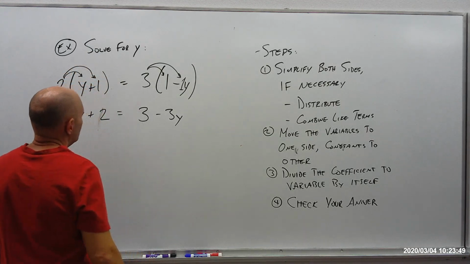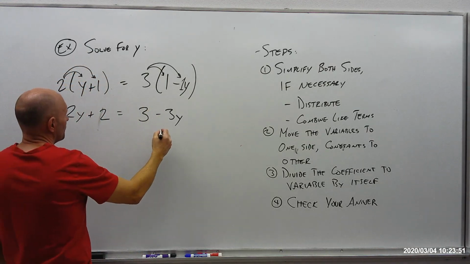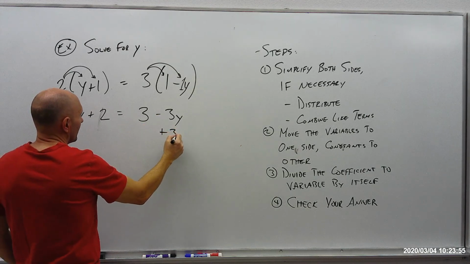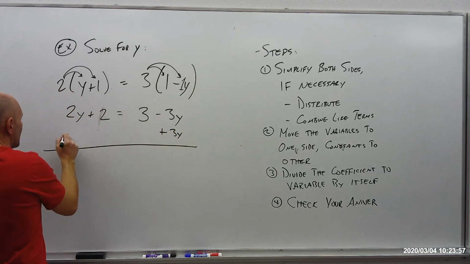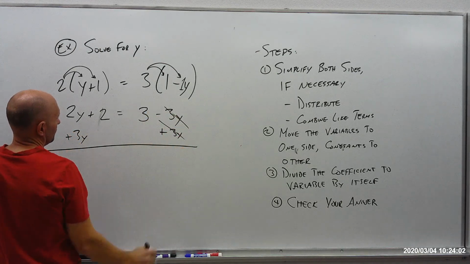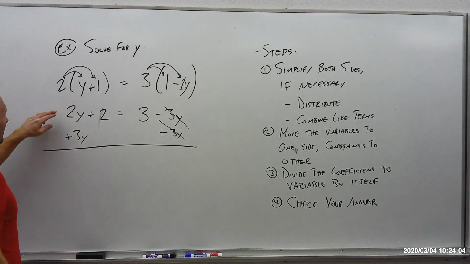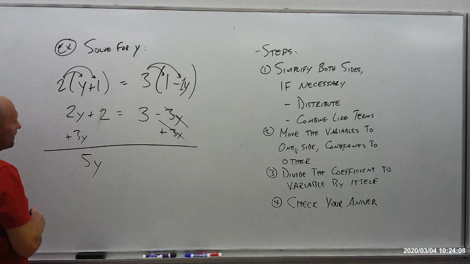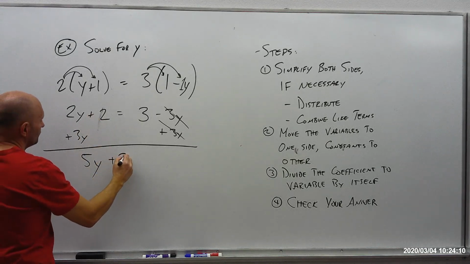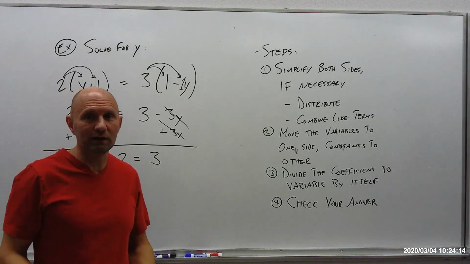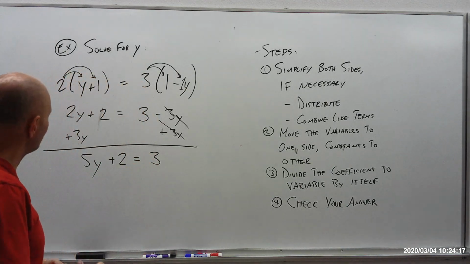And again, we need to move the pieces. So let's move our variable piece first. Because I have a minus 3y, again, I have to do the opposite. I need to add 3y to both sides. That way these guys will cancel each other out. So on the left, I get 2y plus 3y is 5y plus 2 is equal to, the only thing left on the right side now is our value 3.